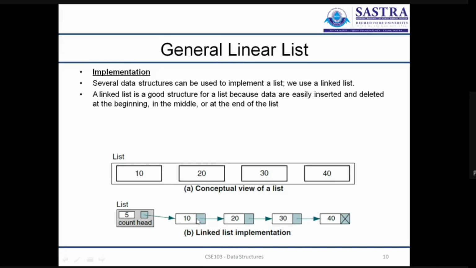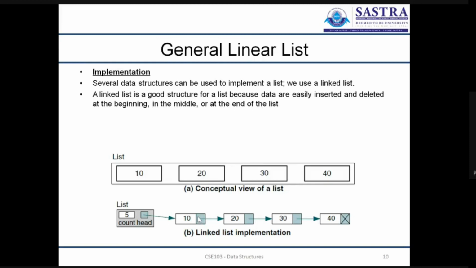What does a doubly linked list mean? It will have two pointers: a pointer, then data, and a pointer. So a doubly linked list will have the address of the next node and also the address of the predecessor node. So we can traverse the list in both directions.